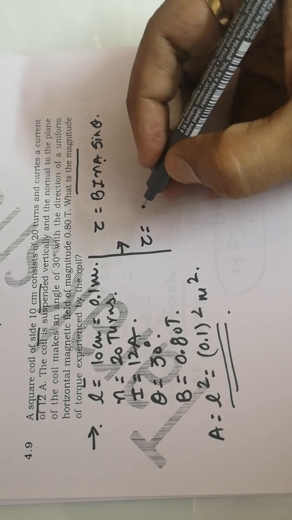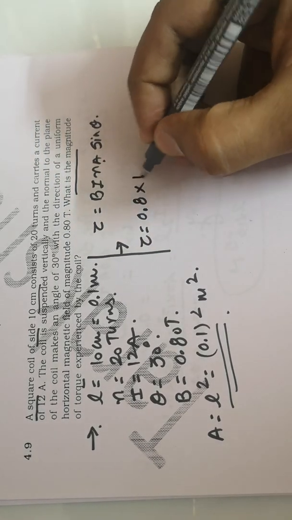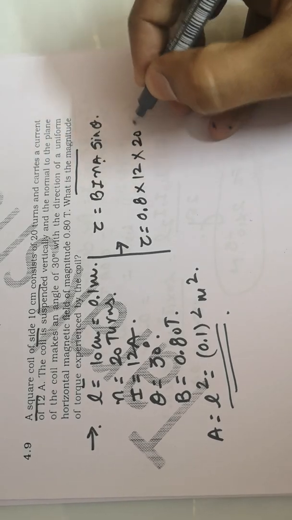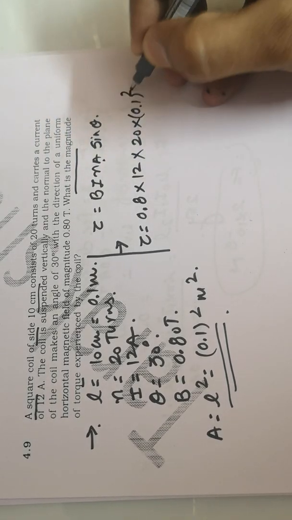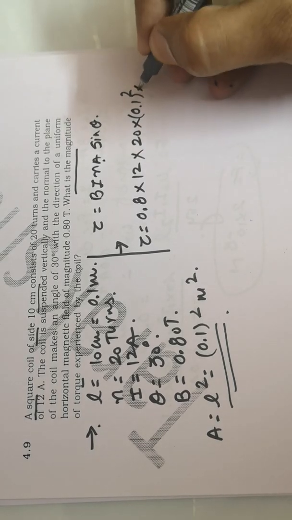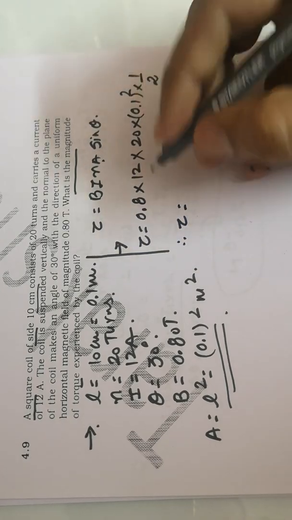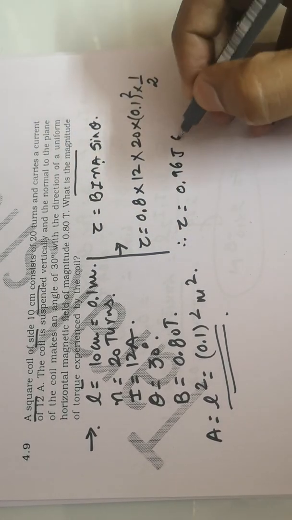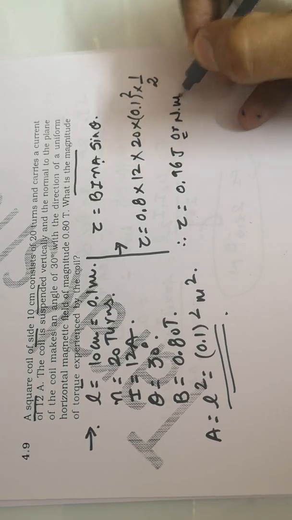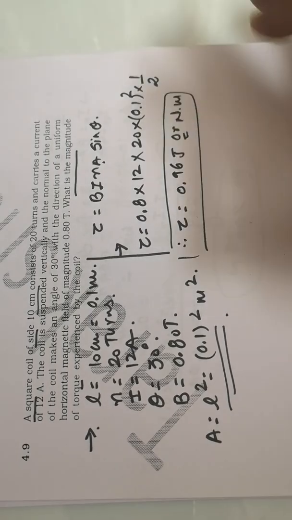I am putting in all the data available to me: 0.8 Tesla, my current 12 ampere, number of turns 20, my area 0.1 square, and my theta, sine 30, which would be 1 by 2. Using all those data, I get 0.96 joule, or I can just use the unit Newton meter. So these are very simple types of examples.